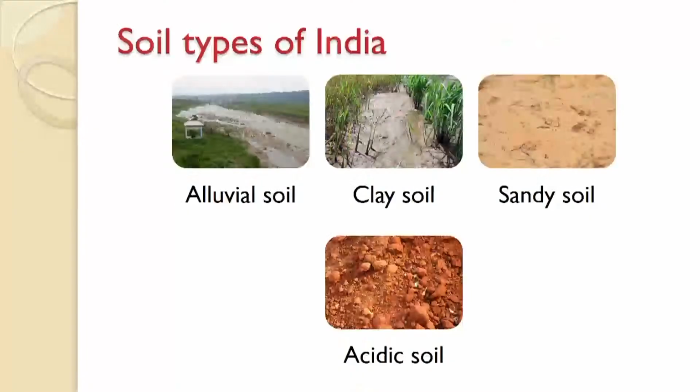So our fourth group is acidic soil. Actually the acidic soil is a problematic soil, because this type of soil has a very low pH, and due to this low pH there is toxicity of iron, aluminium as well as hydrogen ion, and due to this toxicity the plant roots get damaged, and acidic soil cannot support a wide range of plants.